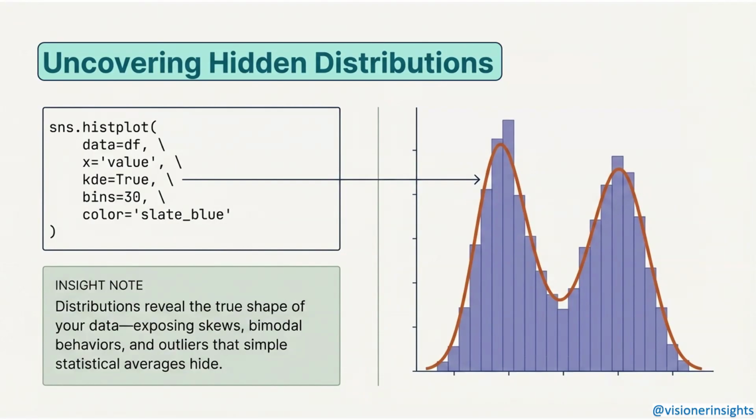And this really gets to the heart of it. A distribution shows you what's truly going on. It uncovers the hidden truths, the skews, the outliers, those weird bimodal behaviors we just saw.